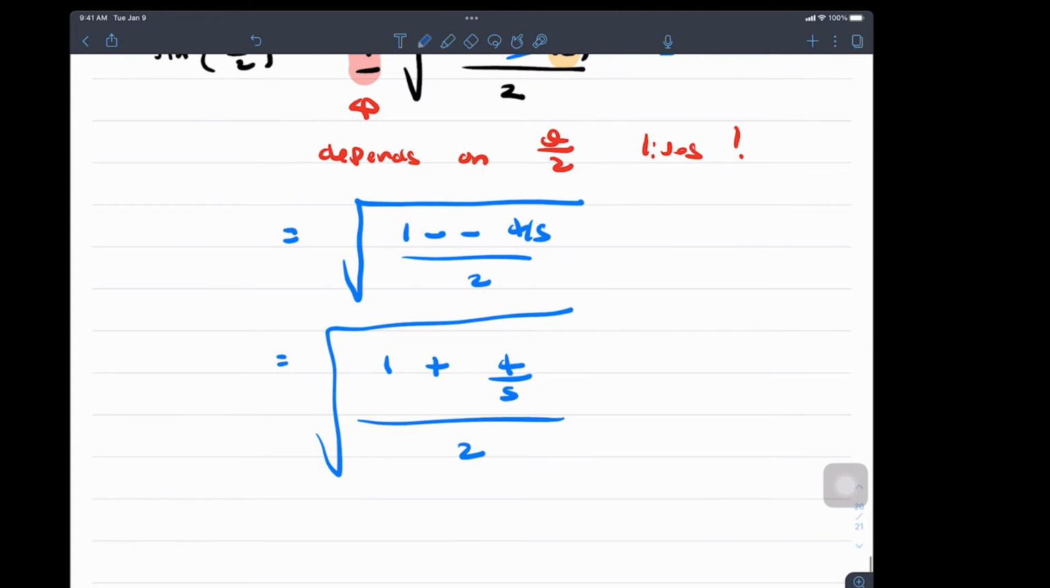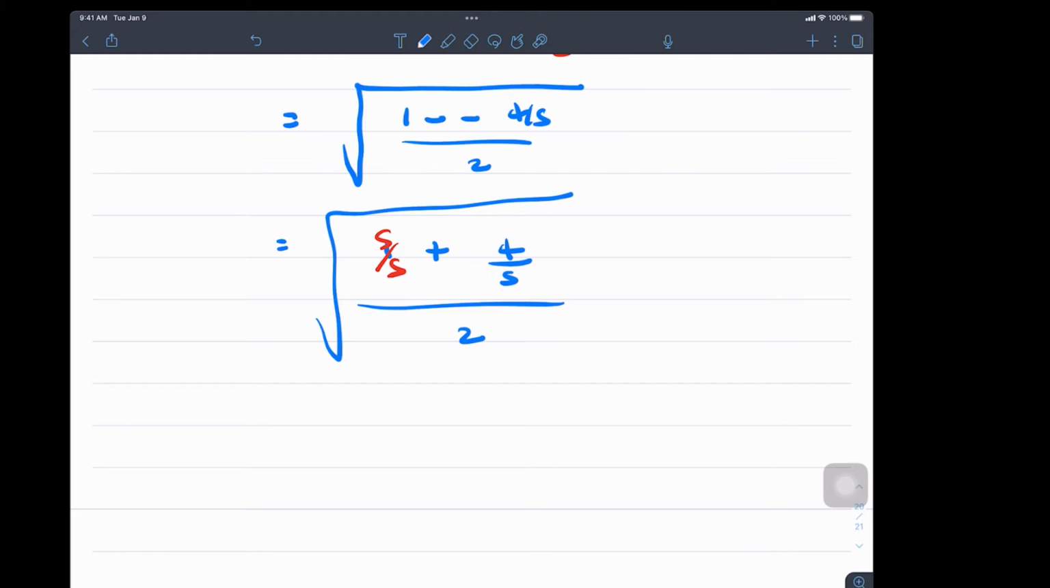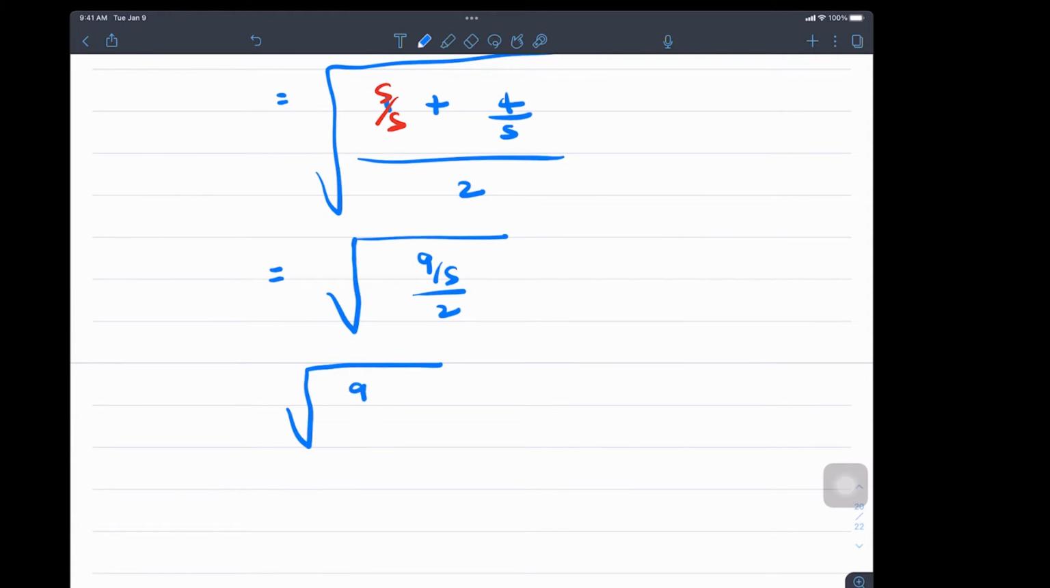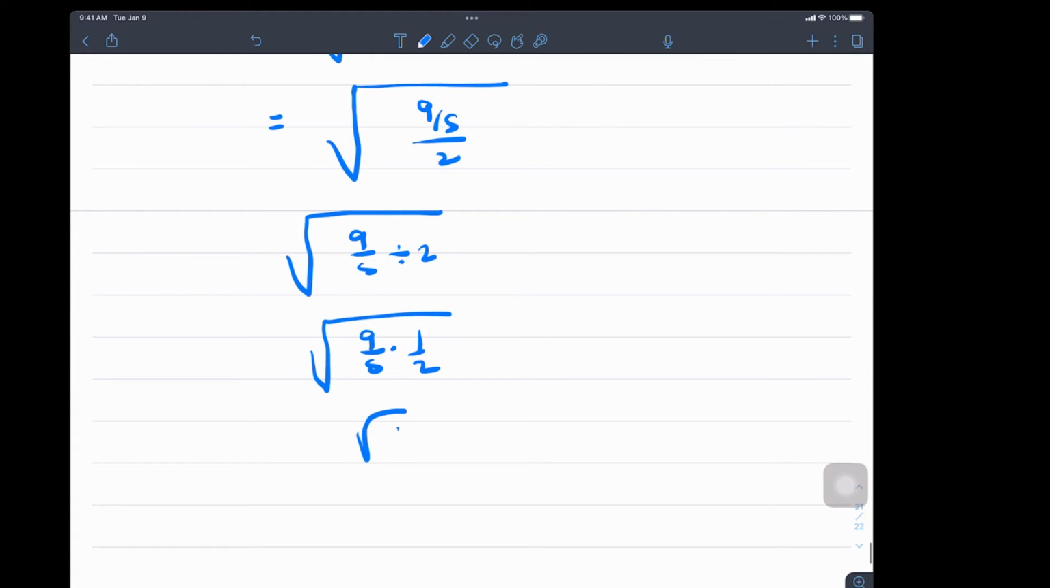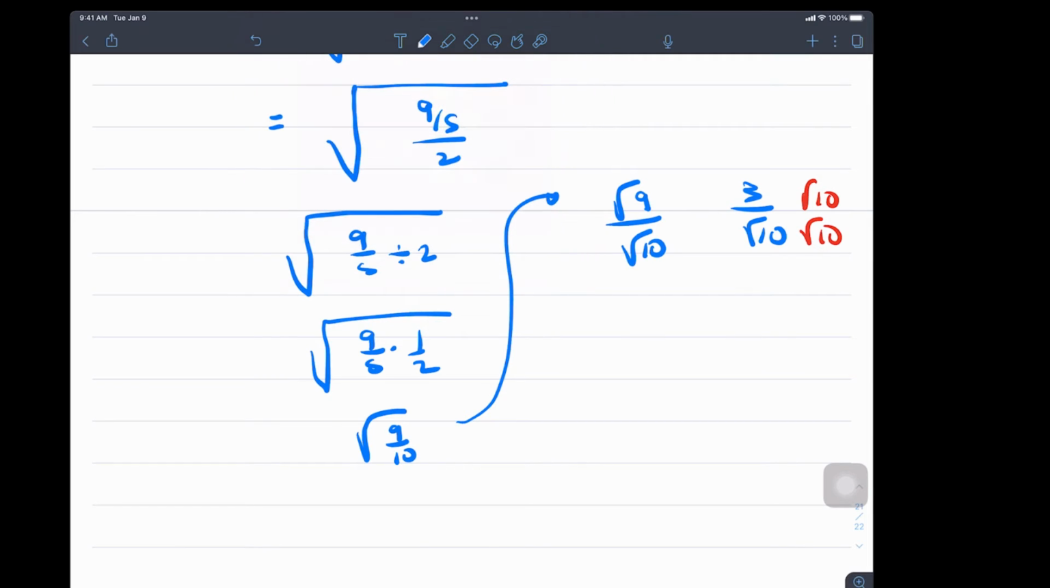What do I do with the number 1? This is 5 over 5. So 9/5 divided by 2. Do you guys know what that is? What's that going to give you? 9/5 times 1/2. What does that give you? Square root of 9 over 10. We could rationalize the denominator. So you're going to get now 3 square root of 10 over 10.